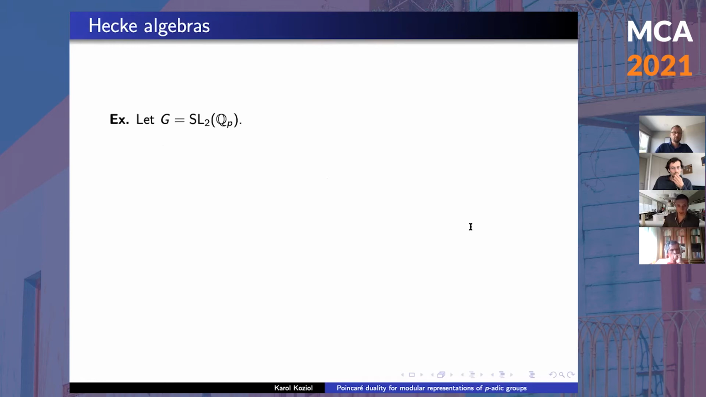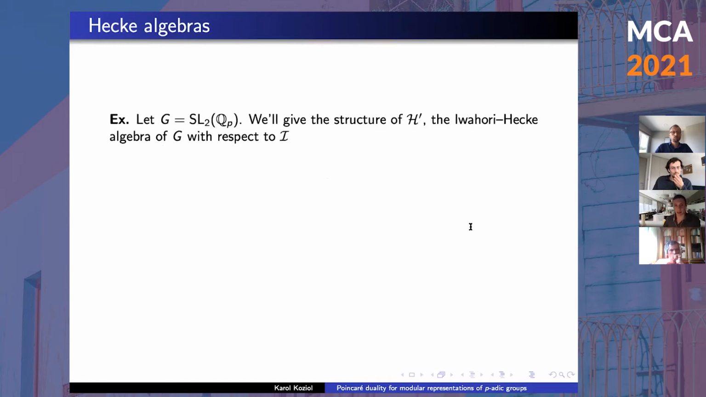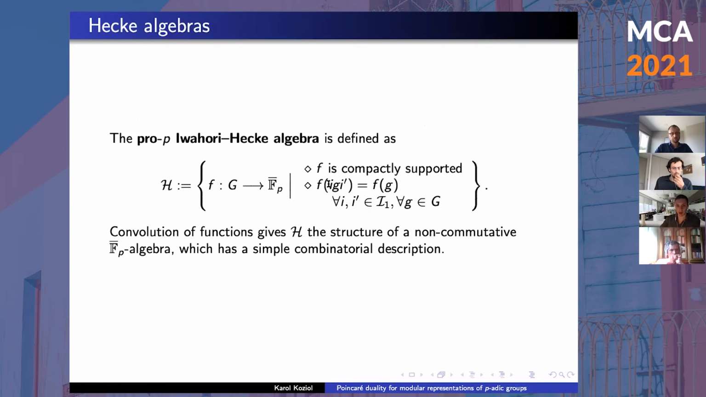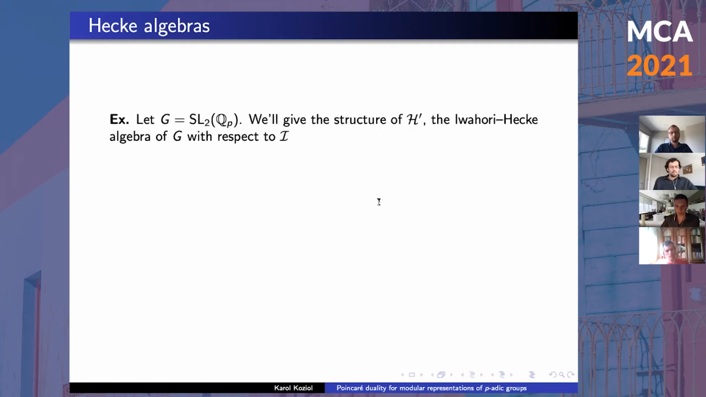So again, let's go back to SL2(Qp). Instead of giving you the structure of H, I'll give the structure of H', which is the Iwahori-Hecke algebra of G with respect to I. It has the same definition, except instead of being bi-invariant by I_1, I'm making the group a bit bigger and letting it be invariant by the Iwahori subgroup. This has a nicer presentation and is very closely related to the actual Hecke algebra that I care about. H will be a certain quotient of this algebra.